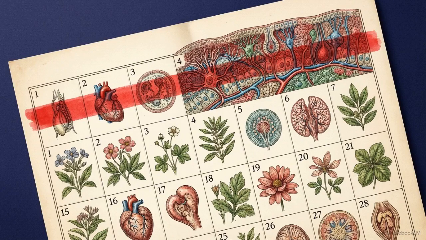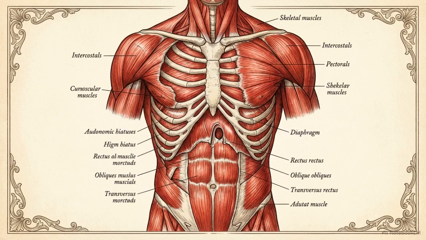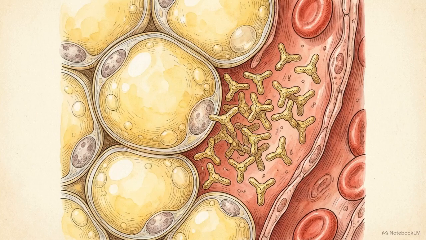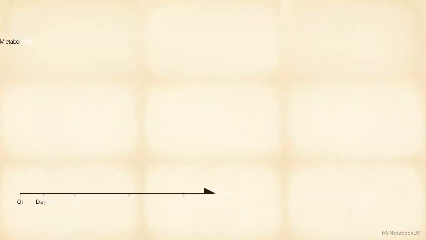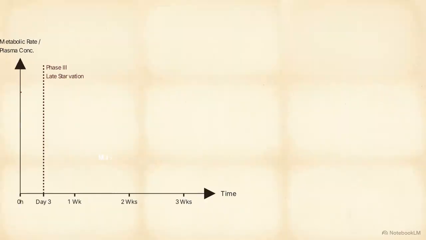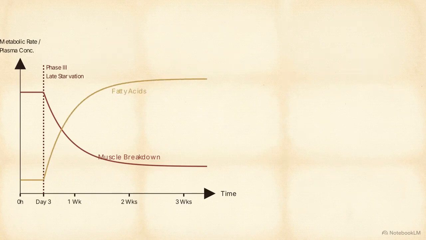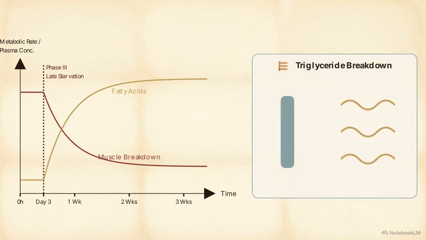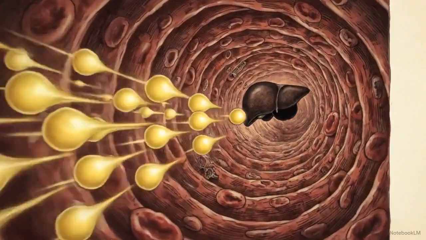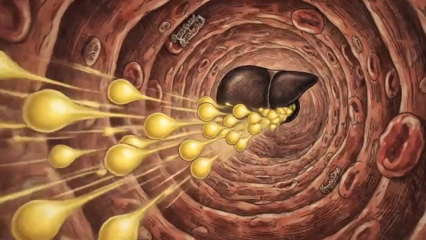Phase 3, late starvation, occurs after the third day. To prevent the destruction of the diaphragm, the body initiates a massive protein-sparing response. Metabolic priority shifts to adipose tissue, which begins releasing stored triglycerides into the bloodstream. Returning to the timeline chart, we see the muscle breakdown curve flatten as a new fatty acids curve sharply rises. This happens because only the small glycerol backbone of the triglyceride can undergo gluconeogenesis. The remaining free fatty acids cannot be converted into glucose.